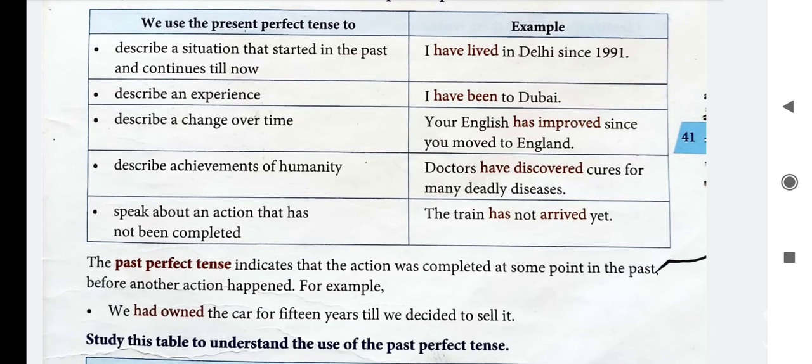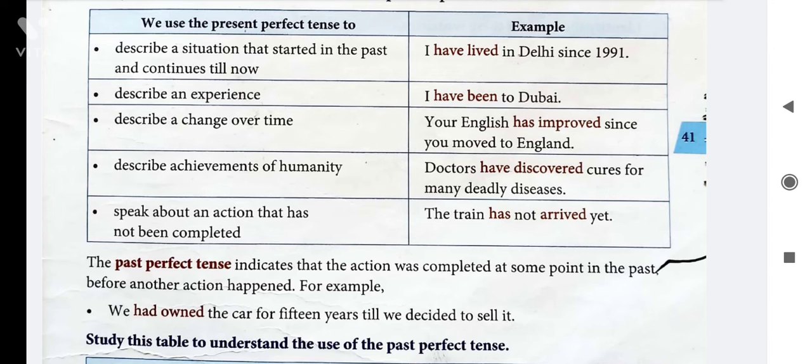Second point, we use the present perfect tense to describe an experience. For example, I have been to Dubai. So when you are sharing your experience, at that time we will be using be along with has or have. Okay, I have been to Dubai. She has done her doctorate or PhD.